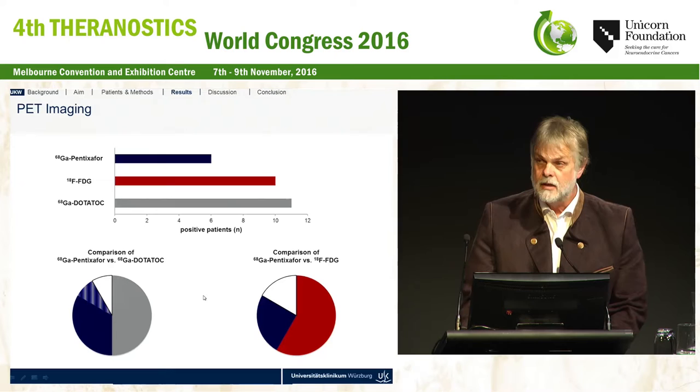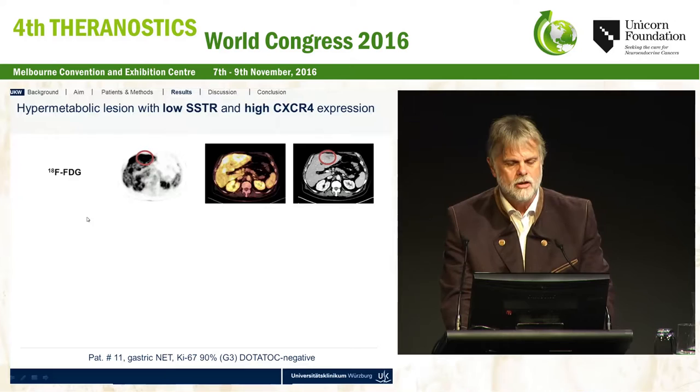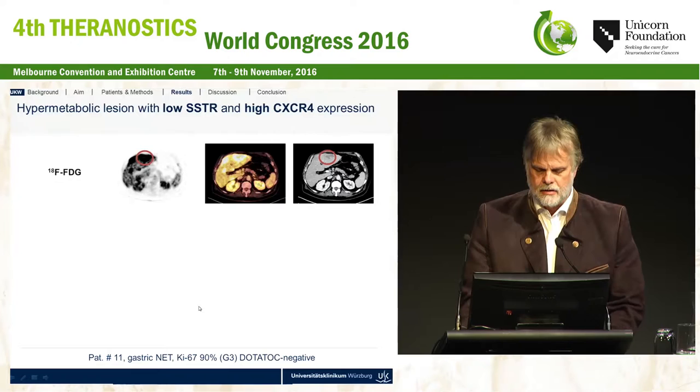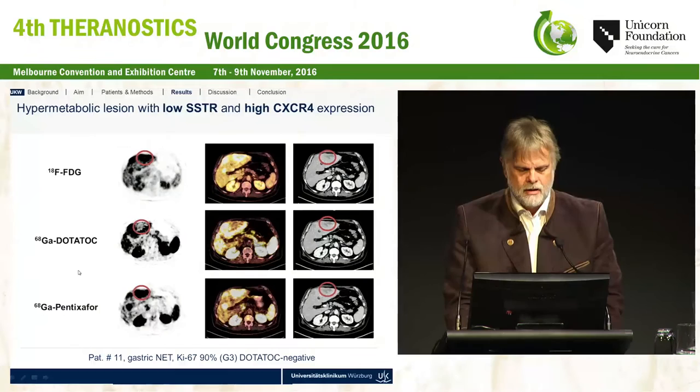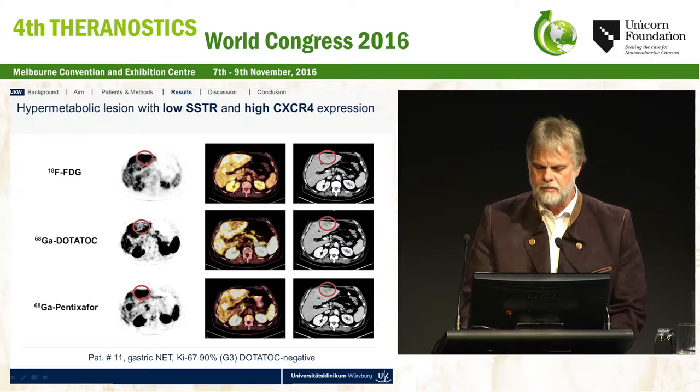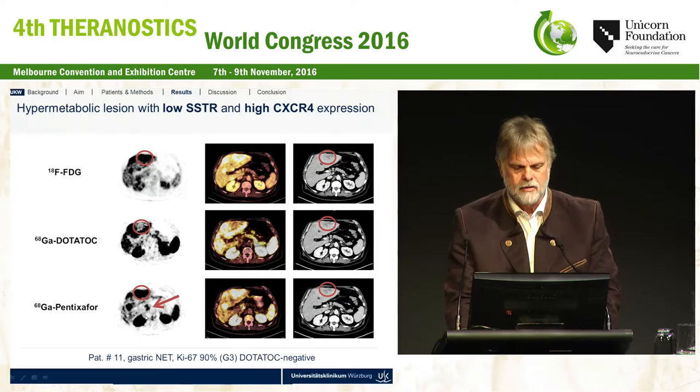It's a patient with a FDG positive lesion here. You can see it here as well. With a Ki67 of 90%, and grade 3. This was the DOTATOC negative patient here. You can see that there's no uptake shown here of the DOTATOC in this lesion. And in the Pentixafor scan, you could see again this lesion here taking up actively the Pentixafor. And in addition, we could discover a lymph node metastasis here in this region that couldn't be seen in the FDG and in the DOTATOC scan.